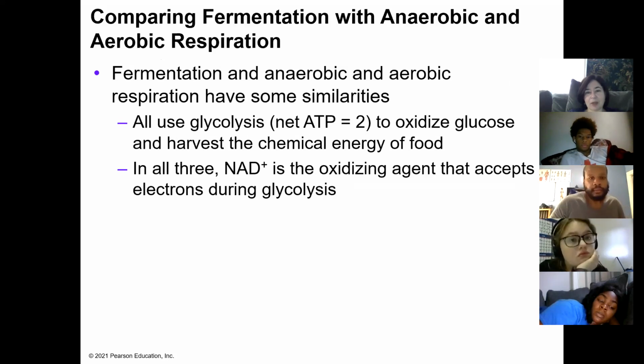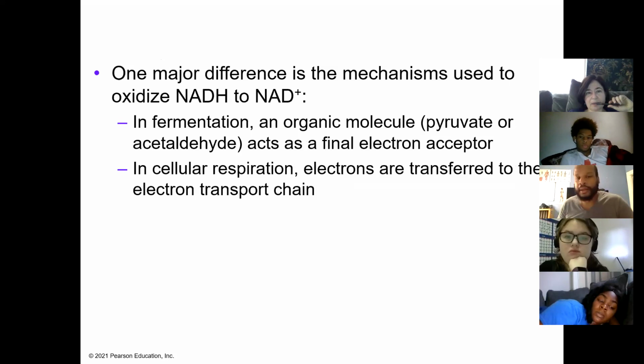Again, bottom line, fermentation gives you much less ATP. Still gives you, you can't run on lactic acid for too long, right? Anyways, but it's like a backup story.